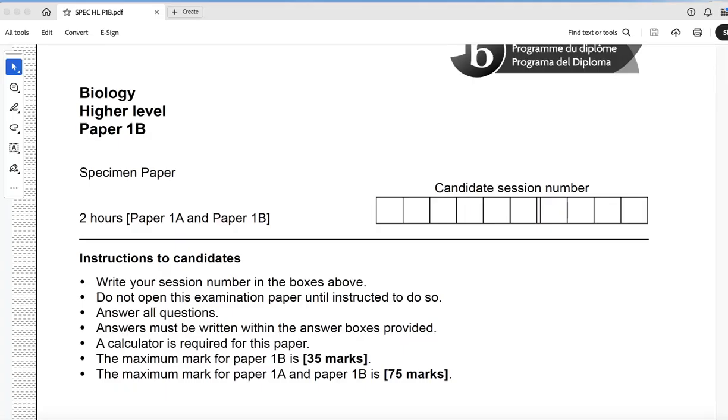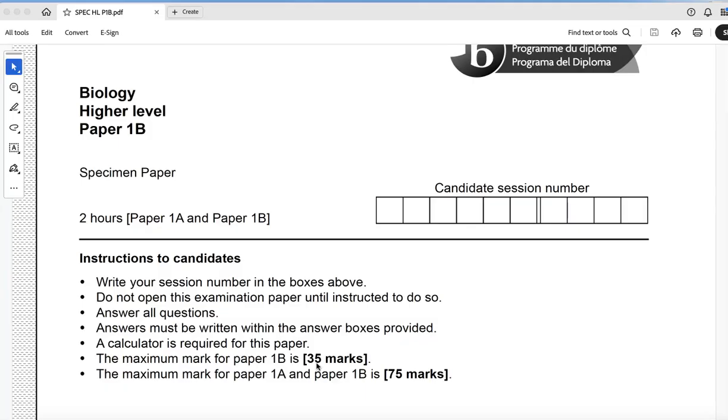One of the key things about this paper is you're going to get it at the same time as paper 1A, so you need to manage your time. You'll see I have a higher level version here. This is just a specimen paper. For standard level students, the timing will be 1.5 hours. For paper 1B, there are 35 marks for higher level students. For standard level students, that will drop down to 45 marks.